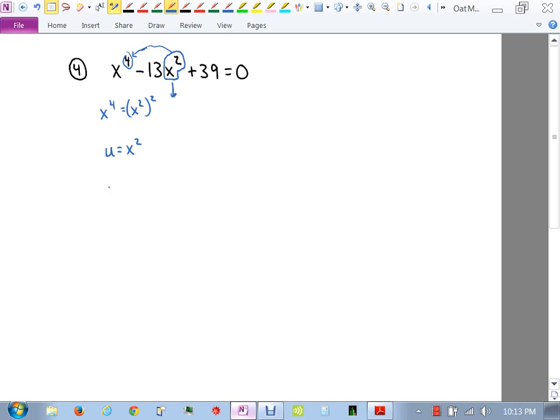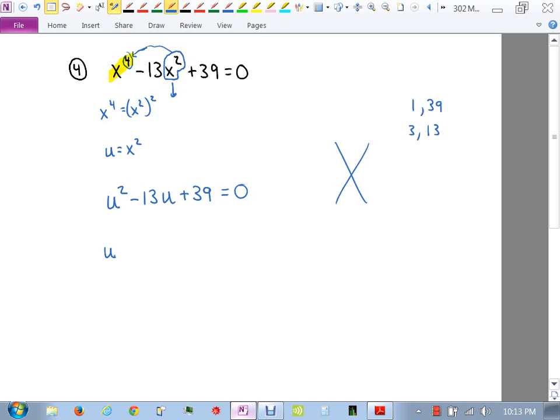If I do that, then I can rewrite the entire problem where my x to the 4th is u squared, then minus 13, and then the x squared we said was u, plus 39 equals 0. And now I need to solve this quadratic. Now, I don't believe the AC method's going to work here. Let's see, what are the factors of 39? 1 and 39, 2 doesn't go in there, 3 goes in there 13 times, 4 doesn't, 5 doesn't, 6 doesn't, 7, 8, 9, 10, 11, 12. So only 3 and 13, and so that's not going to work. So I have to use the quadratic formula.